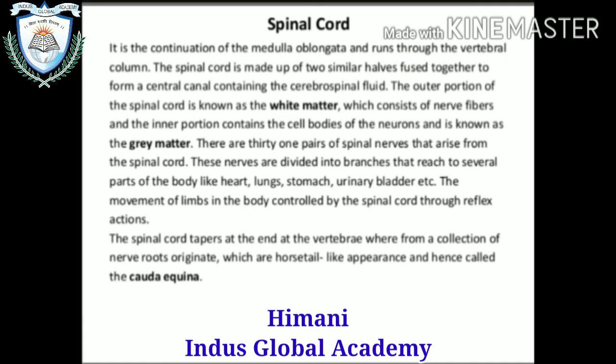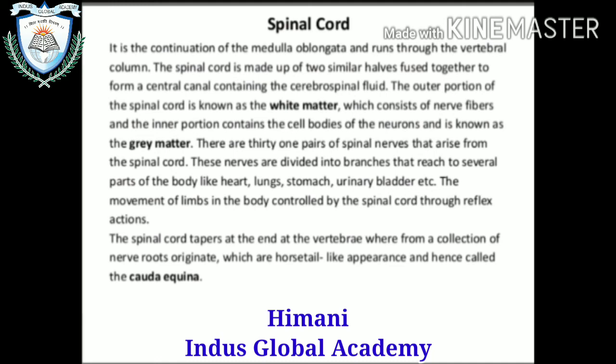There are 31 pairs of spinal nerves that arise from the spinal cord, and these nerves divide into branches and reach several parts of the body like the heart, lungs, stomach, etc. The movement of the limbs is controlled by the spinal cord with the help of reflex action. The spinal cord tapers at the end of the vertebrae, from where a collection of nerve roots originate, which have a horsetail-like appearance and hence are called cauda equina.